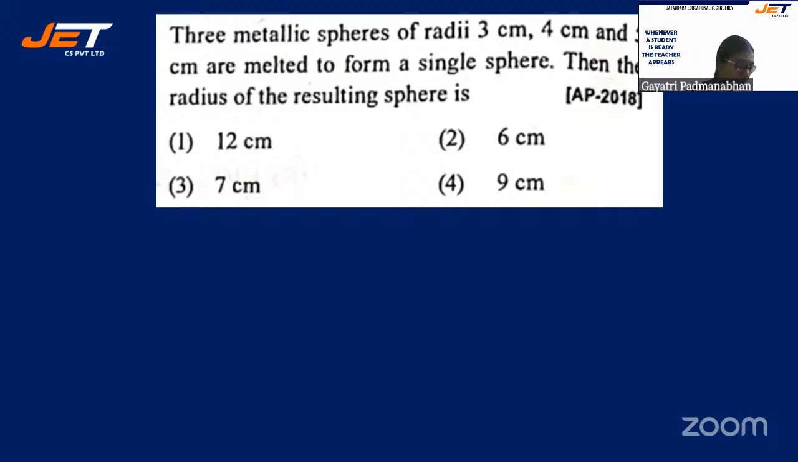Next, move on to the next question. 3 metallic spheres of radii 3 centimeter, 4 centimeter, and 5 centimeter are melted to form a single sphere. Then the radius of the resulting sphere is dash. For this, let us take the volume of the resulting sphere.